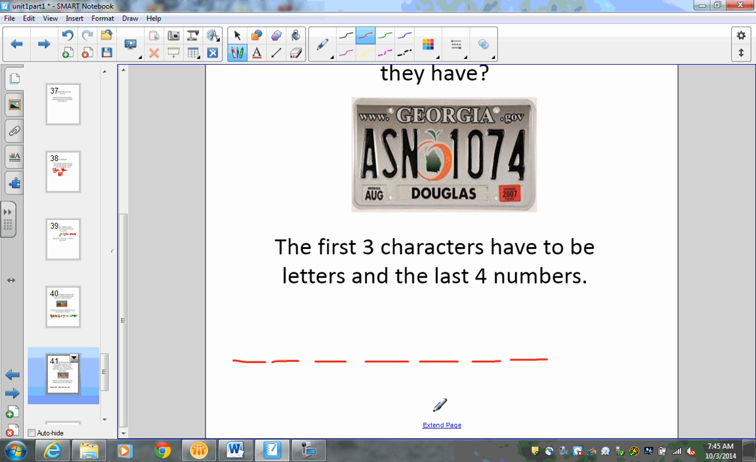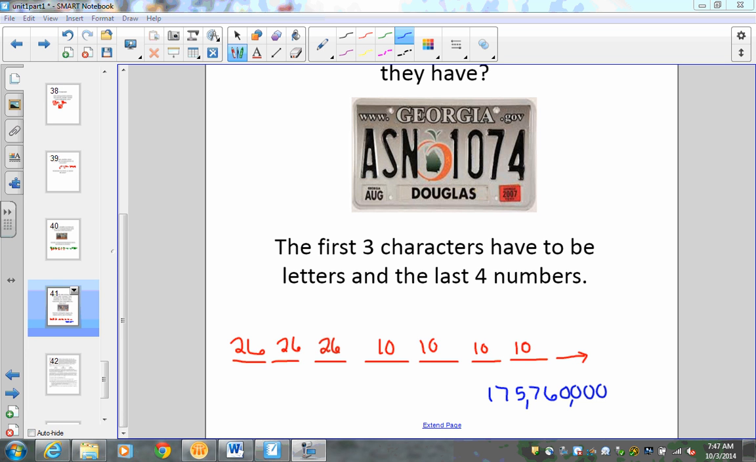So here's what I'm going to do. I'm going to ask you to pause the video, figure it out yourself, and then come back and we'll see if you got it right. So pausing in 3, 2, 1, pause. All right, welcome back. So here's your setup. 26 options for the first 3, 10 options for the next 4, for a grand total of 175,760,000 possible combinations for license plates. So quite a few. And there you have it.